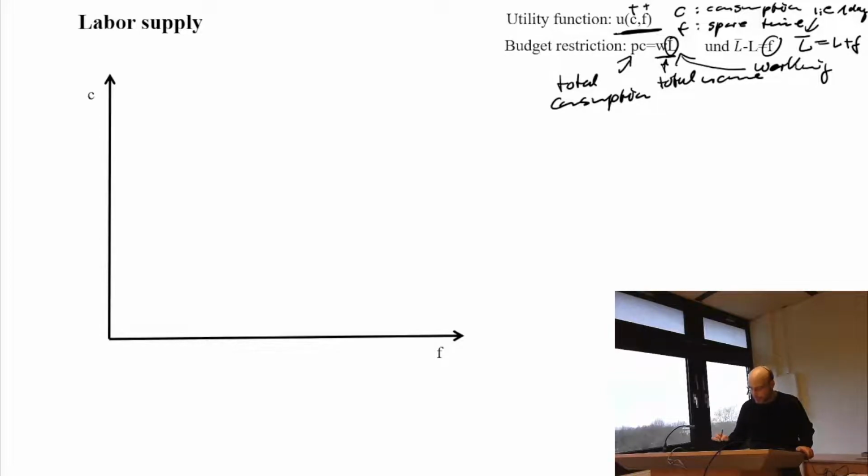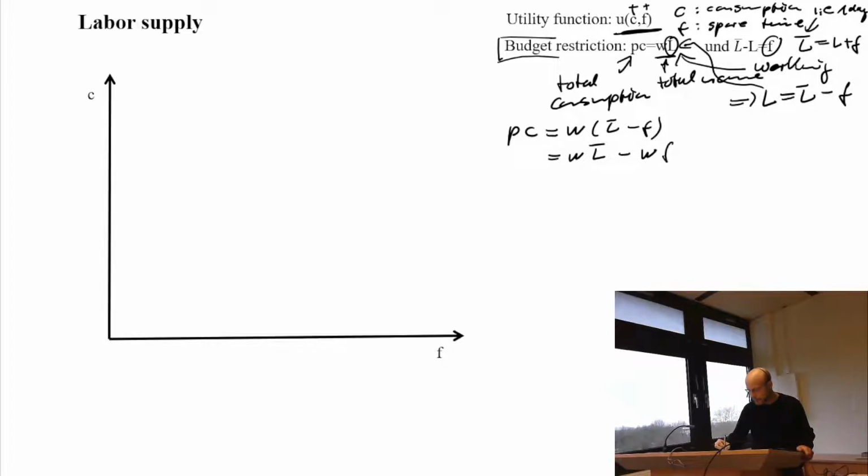And let's now take these two conditions together. Then we have L is L bar minus F. Okay? And this we put now in the budget restriction. Then we have PC equals W times (L bar minus F). Then we multiply the bracket: W times L bar minus W times F. Plus WF means PC plus WF equals WL bar.